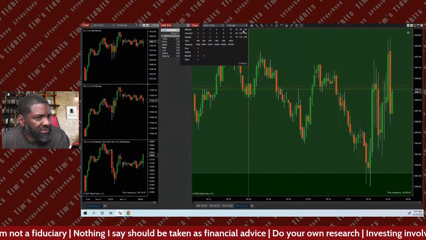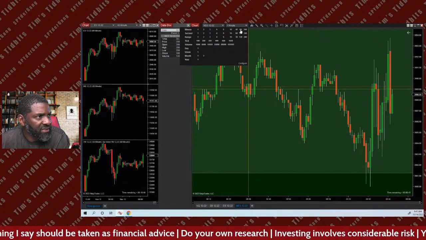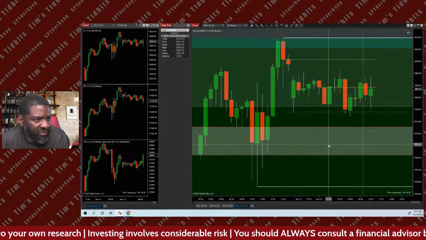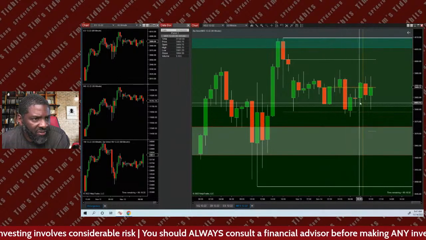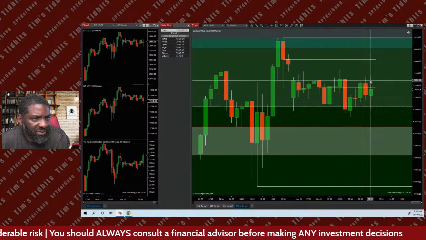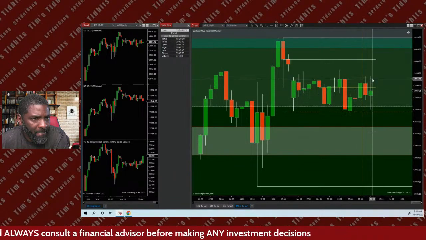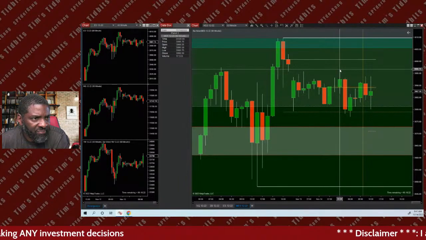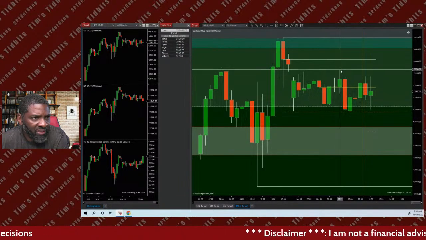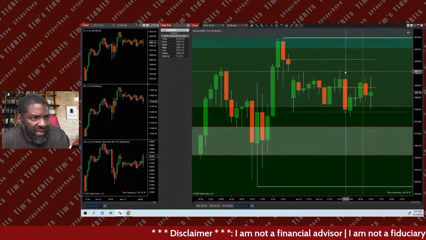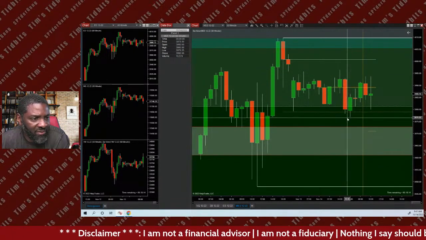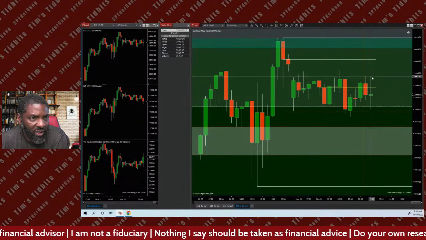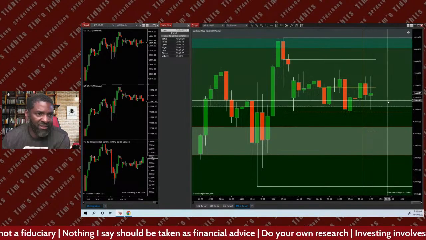Y'all sit back and chill till the market makes a decision. It might not even make a decision today. We're still hovering. We ain't taking out anything. This is the overnight high, this is the overnight low, and we ain't taken out neither one of them, acting like we're not even trying to. It opened up here, came down to there, went up to there, came back down to here.